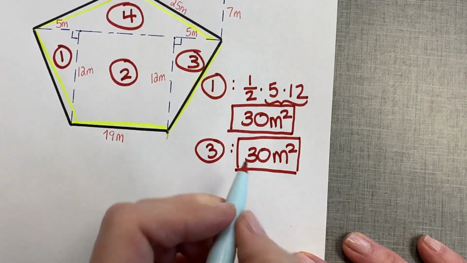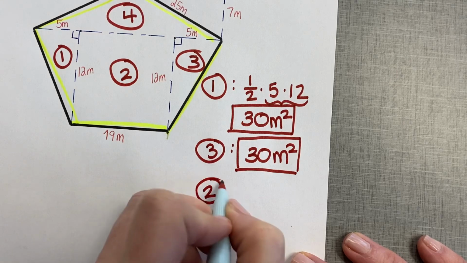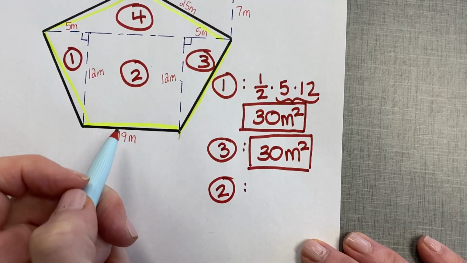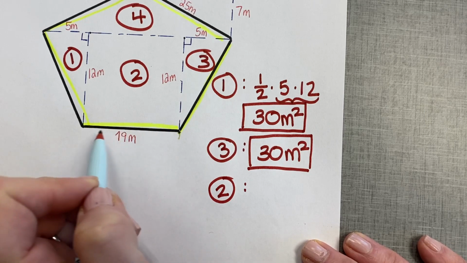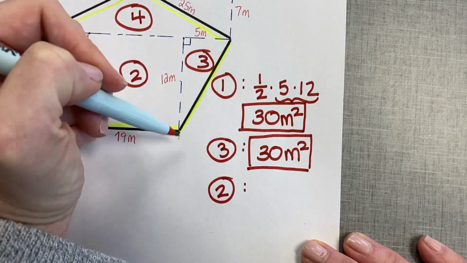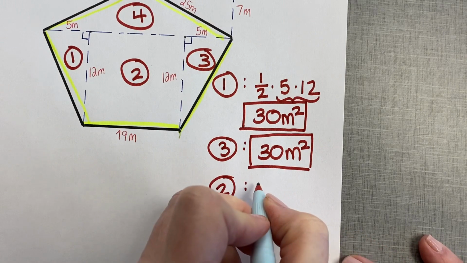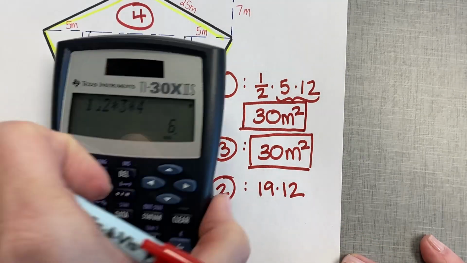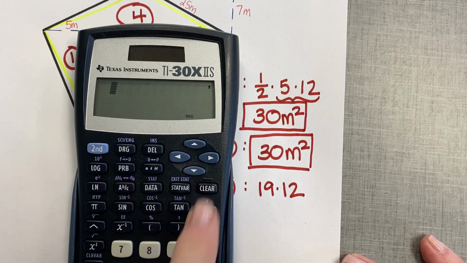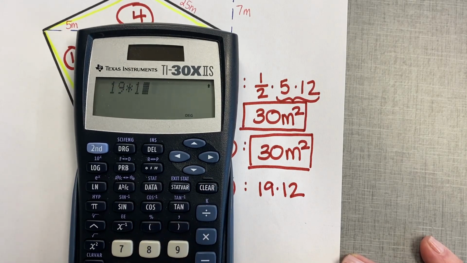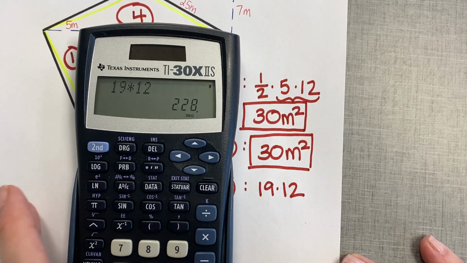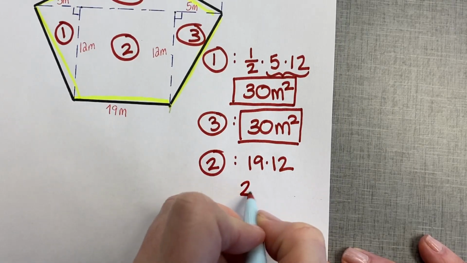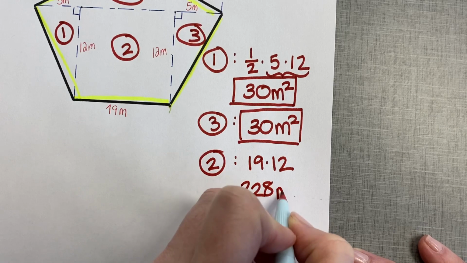Okay, let's jump to area 2. Area 2 is a rectangle, and we know that the area of a rectangle is just the base times the height. So that's just going to be 19 times 12. And I don't know that one off the top of my head, so I'll type that one in and make it go faster. So 19 times 12, 228. So 228 meters squared.